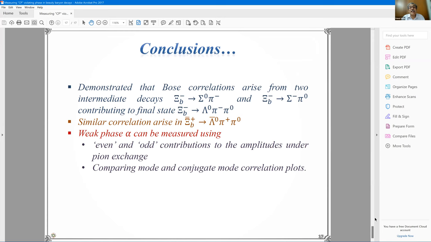pi zero. Similar correlations arise in the conjugate mode, and it is because of this that we are able to generate interference very much like the D and D bar mode. We are able to generate interference between two amplitudes that enable us to measure the weak phase. The mode is conveniently chosen so as to have reparameterization invariance, and the weak phase can be measured by using the even and odd contributions to the amplitudes under pi exchange, comparing mode and conjugate, and also by comparing mode and conjugate mode correlation plots.